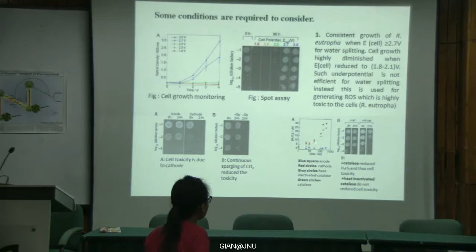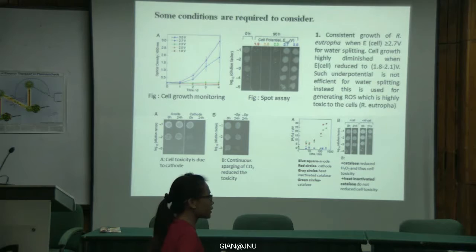And this can be managed by using catalase enzyme, which can convert this hydrogen peroxide to water and oxygen. So the gray circle is after treatment with the catalase enzyme, and this green circle is after treatment with inactivated catalase enzyme. After inactivating the catalase, there is no reduction in the hydrogen peroxide production. So this is the plus catalase, this is the inactivated catalase.